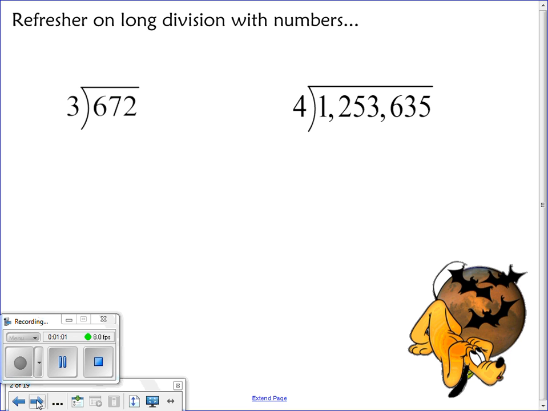So when you're looking at long division, you're looking at how many times does 3 go into 6? Twice. So with the 2 up top, and then do you know what I'm going to do with the 2? You multiply. 2 times 3 is 6, and then what would you do? You subtract. So that's 0.